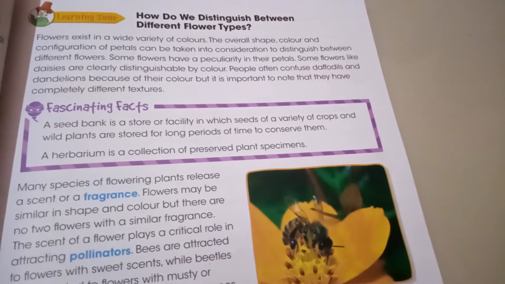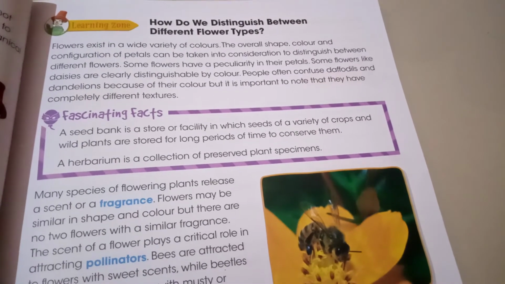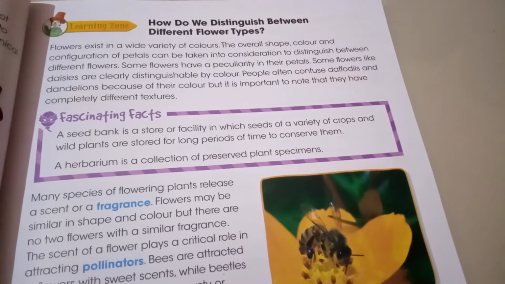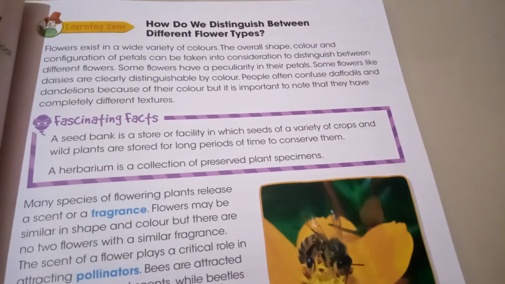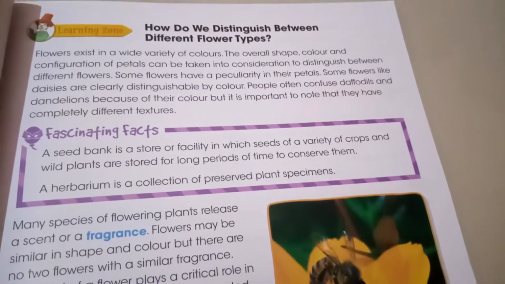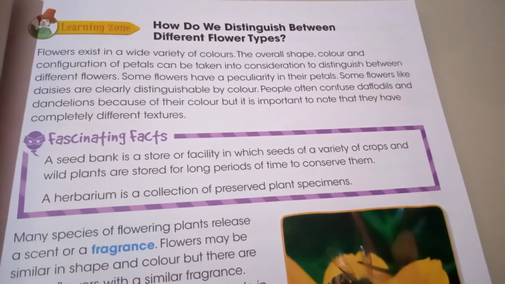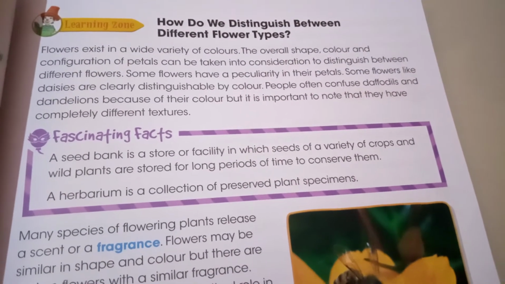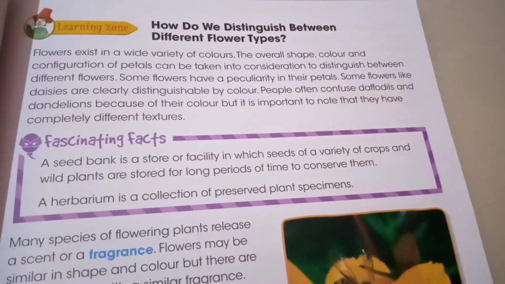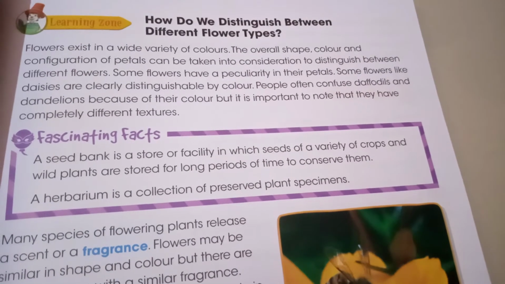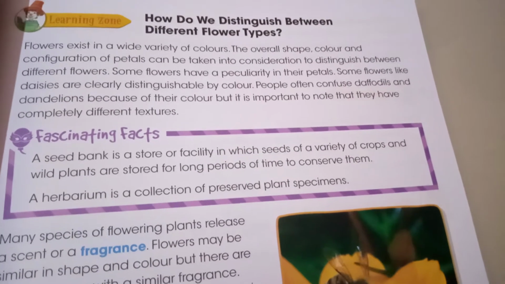How are you all? I am your grade 5 science teacher, and remember we were doing chapter 2, protecting plants. In this reference we will study how we can distinguish between different flower types. To distinguish means to make a difference between two types of flowers. Flowers exist in a very wide variety of colors, and we can differentiate between them with the help of their shape, their color, and their petals, because every flower is different from another flower.